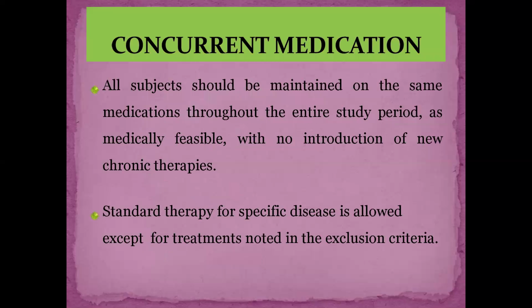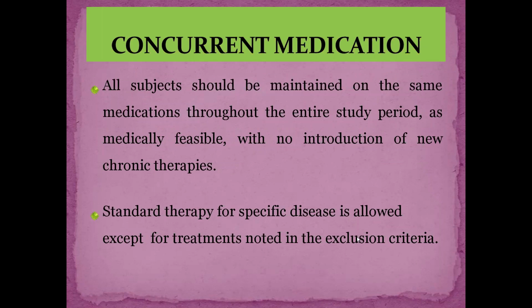Now we'll see each individual one. So concurrent medication is as told, the same medication throughout the study period. Okay, so there were some internet interruptions. Concurrent medication is allowed except for treatments noted in the exclusion criteria, the standard therapy that we usually use. The concurrent medications list has to be maintained throughout the study and has to be given.